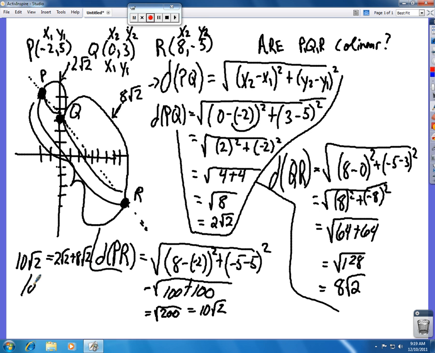Well, it looks like it to me. So 10 root 2 equals 2 plus 8 is 10, and then the root 2's just tag along. This is definitely equal to each other. So these 3 points, P, Q, and R, are on the exact same line. So this dotted line can now be filled in and considered a straight line.